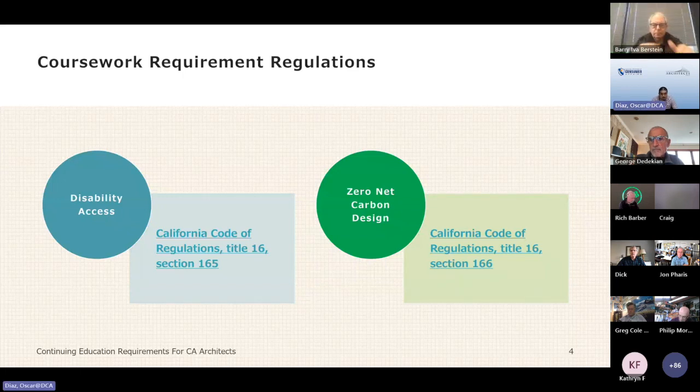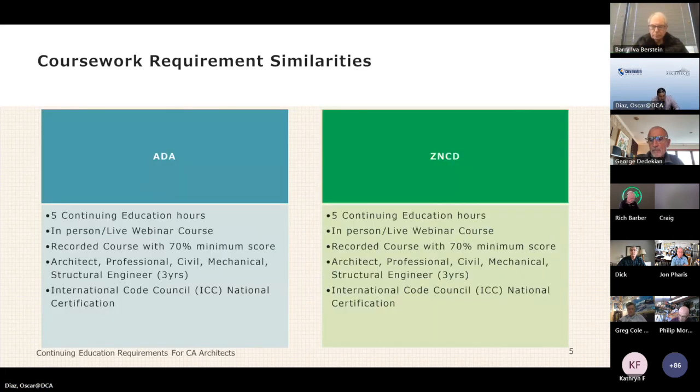Next slide. Some of the similarities from the coursework requirements are they both require 5 hours of continuing education. It is required for ADA and for zero net carbon design.